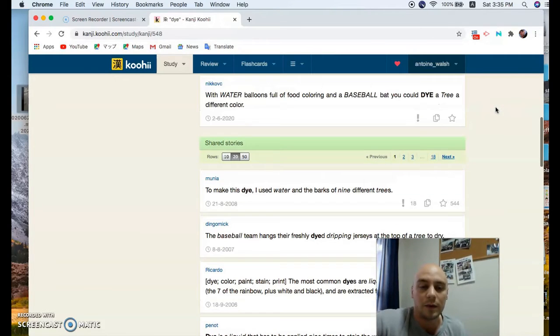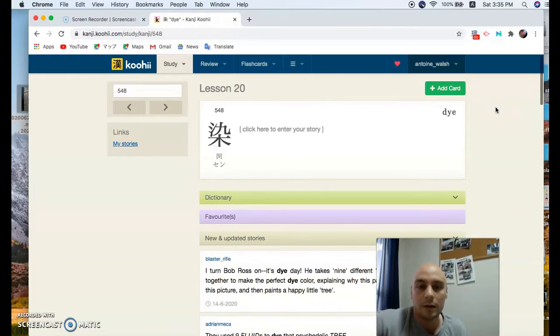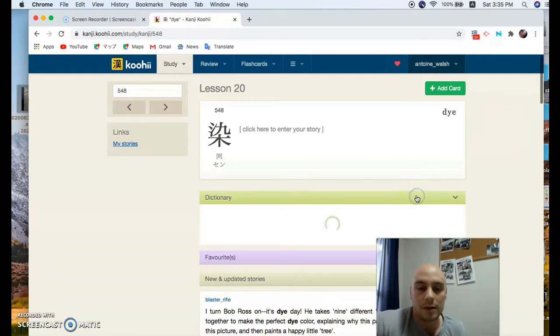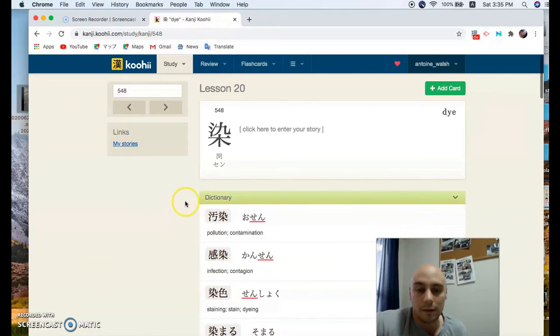And you might be wondering, okay, so how does that help you learn a language? Well, on this website they actually include words where the vocabulary is used as well, the vocabulary where the character is used. And you can see right here, osen, which is pollution. Here, down one, we have kansen, which is like infection, contagion.